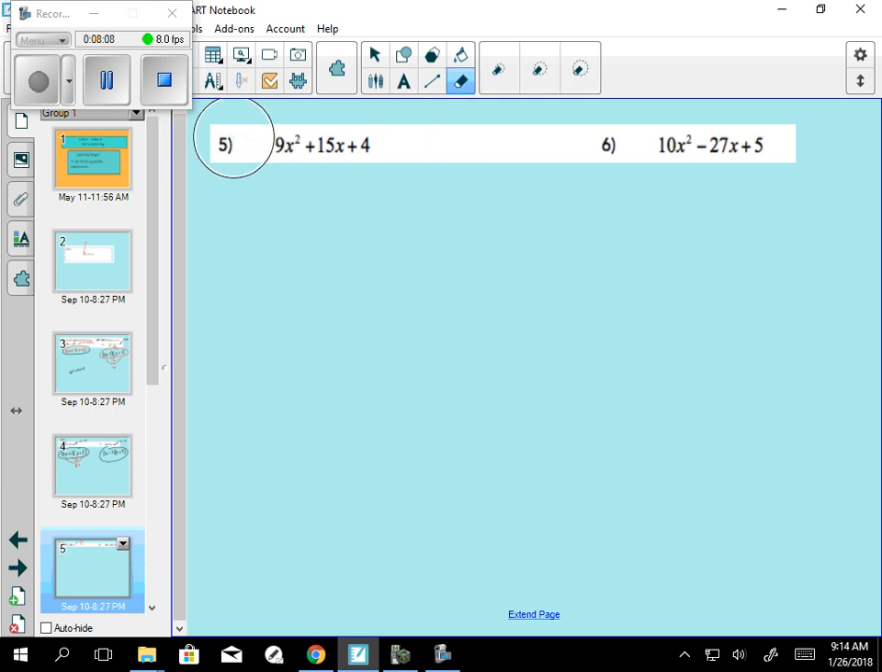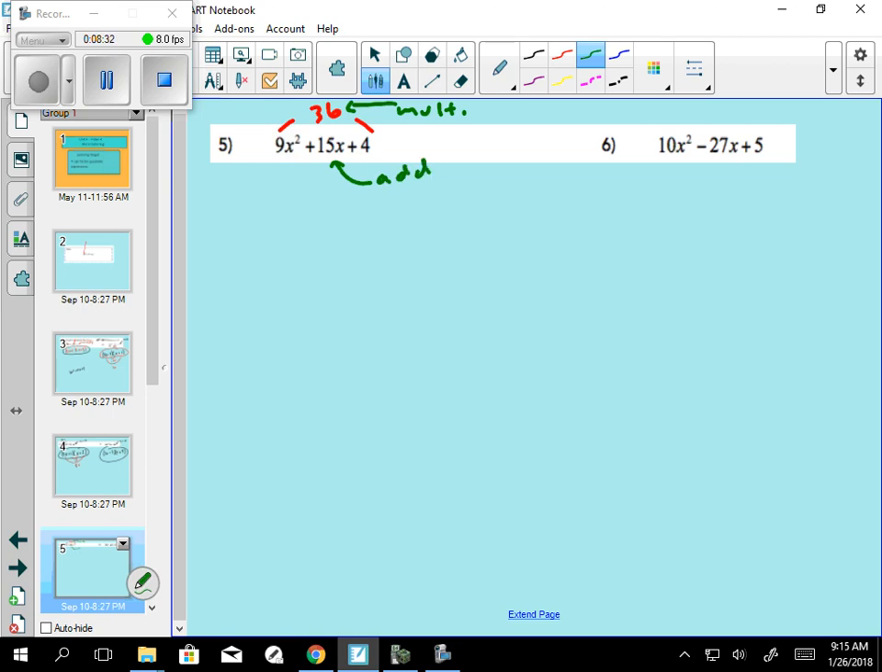It's called factor by grouping. And how the factor by grouping method works is you first want to multiply these two numbers together, 9 and 4, which would in this case be 36. And then what you're going to try to figure out is what two numbers would multiply to 36, and the same two numbers add to equal 15. I think 12 and 3 would work. 12 times 3 is 36, 12 plus 3 is 15.